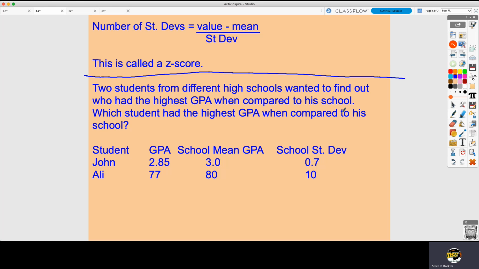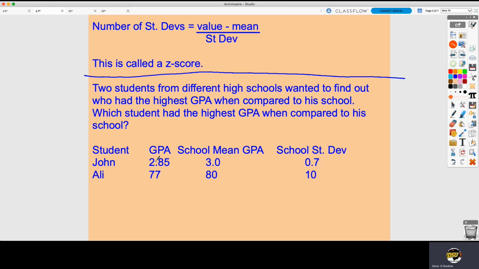Now, does that necessarily mean that this person is definitely going to be smarter? Not necessarily. It could be. We're going to figure that out. The one thing we know for sure is that both John and Allie have GPAs below the school's average GPA. If one were above and one below, it'd be pretty easy to tell.